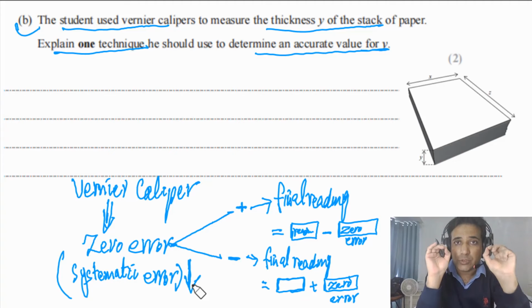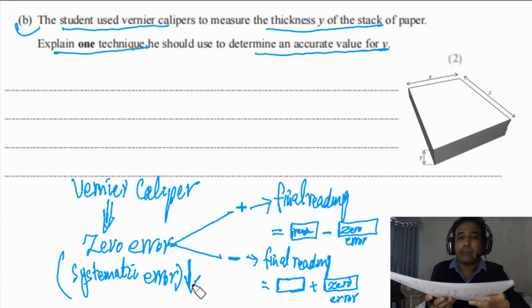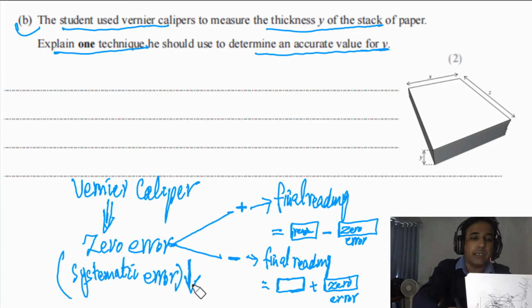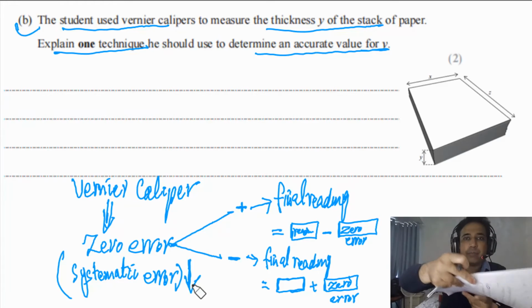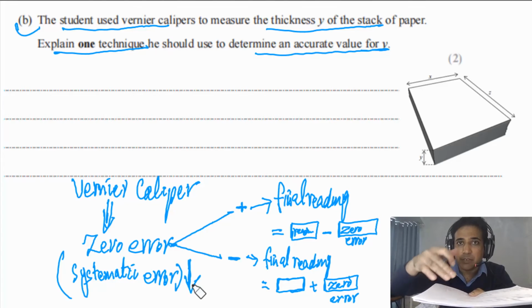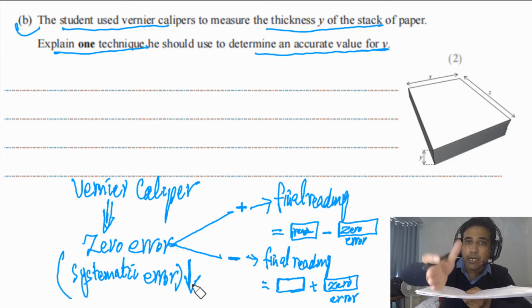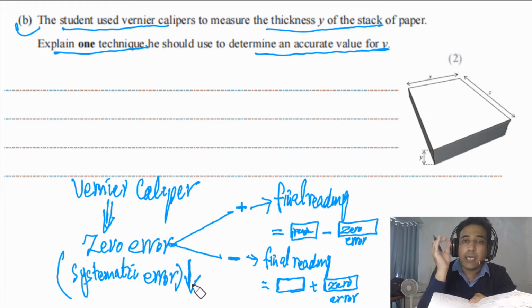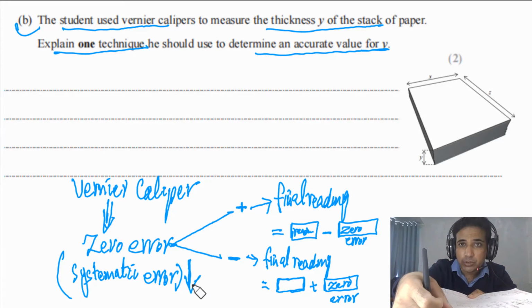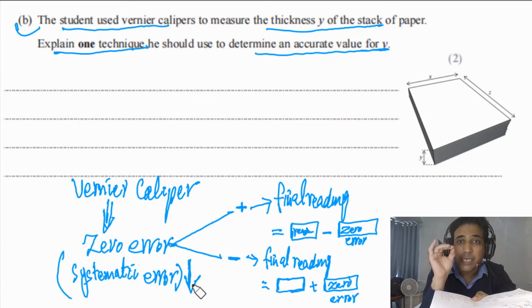Whenever you need to find the thickness, for example, I have these papers here. If I need to find the thickness of one paper, I will take many papers and make a stack of them, and find the total thickness at different positions. I will calculate the average total thickness, and then divide by the number of sheets, so I can find an accurate value for one sheet of paper.